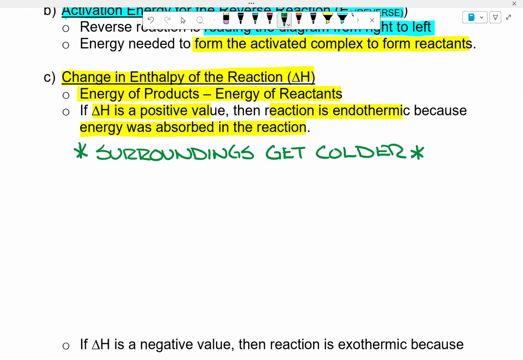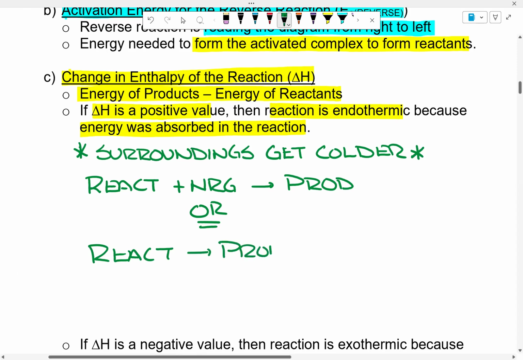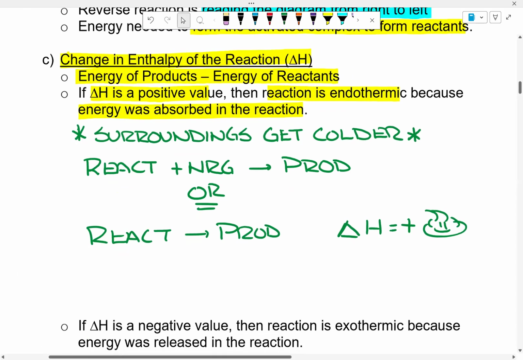Now, if we were to take a look at a general reaction, we would have reactants plus energy giving you the products, or the reactants giving you products, and delta H is some sort of positive value. Okay. Now, this you should remember from Chemistry 11.